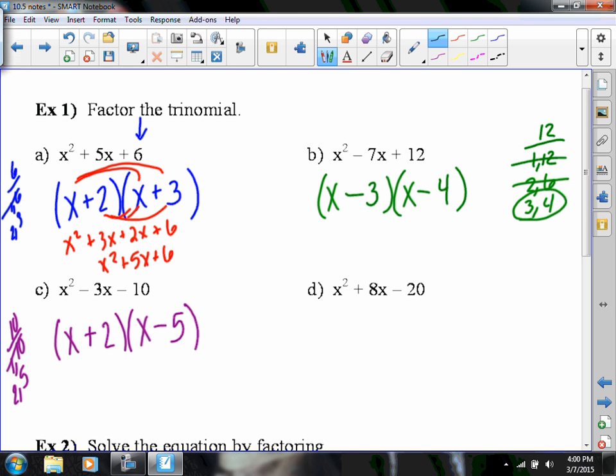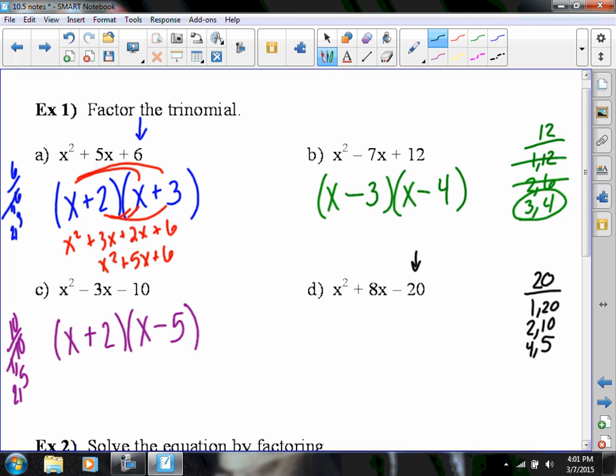Okay, let's do one more. For part D, I need the factors of 20. It's always the factors of the last term that add up to the middle term, so they have to add up to 8. So I could have 1 and 20, I could have 2 and 10, I could have 4 and 5. I think that's all of them because then we'd start to repeat.